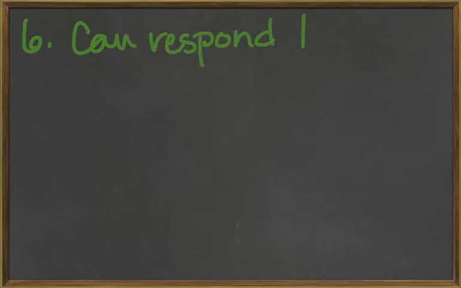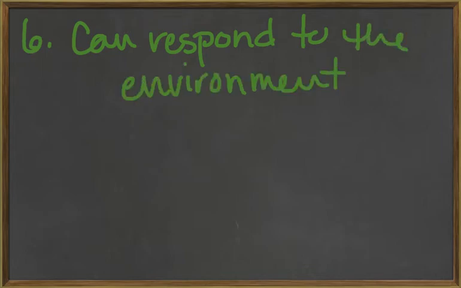Number 6. Can respond to the environment. So if I put my hand on top of a hot stove, my body is going to tell me to take it off. My body is going to make me take it off. My cells can respond to that heat in order to keep me safe. So we can respond to our environment.